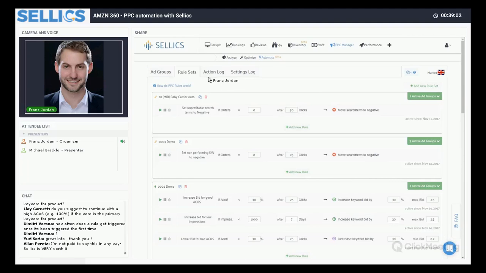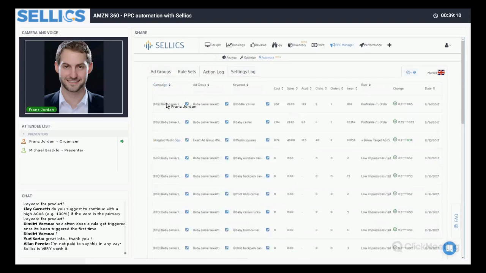Now the question was, is there an action log that tracks all the changes? Yes, so you have your set of rules here, and then you have the action log right next to it. The action log will automatically document all the changes that the rules have made. So you have campaigns, ad groups, and keywords. We show you exactly, for the keyword toddler carrier, what the numbers were when the rule was triggered. And that's the rule that has been triggered.